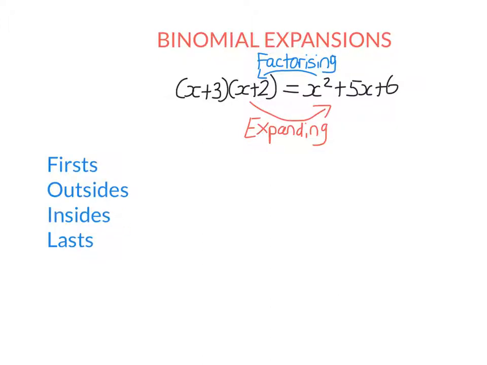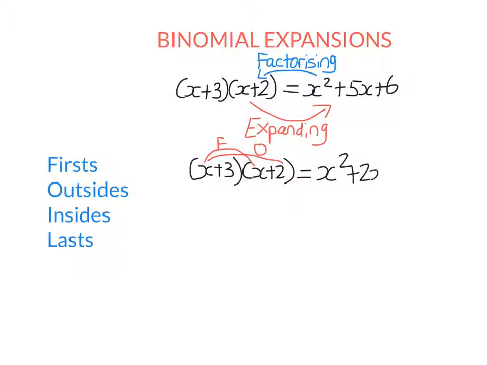To illustrate this, let's figure out how I got this answer when I started with this. If we're going to expand these brackets, we have the things that occur first in each bracket. That's what F means here. So we have x times x, because we're multiplying, and that of course just gives us x squared. Then O, outsides. O is the thing that occurs outside in each bracket. It's x times 2, positive 2x.